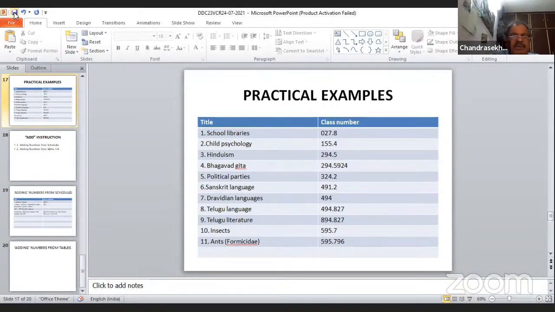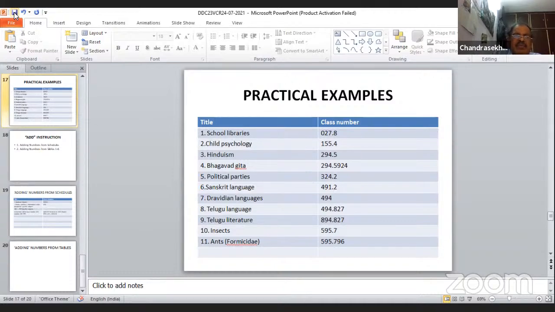So here, school libraries, if you go to the schedules, 027.8 is school libraries. So you have to look at the schedules. Like child psychology, 155.4.